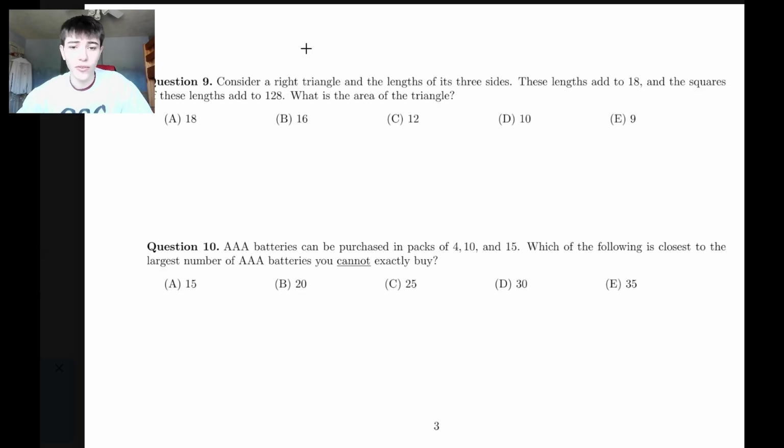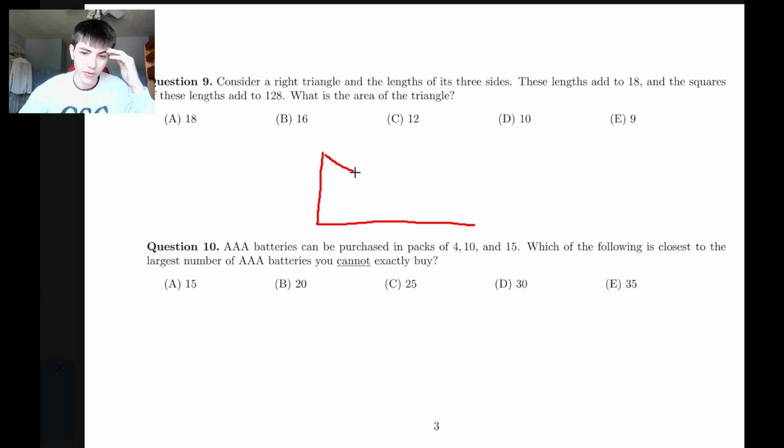Okay, so consider a right triangle and the length of its 3 sides. These lengths add to 18, and the squares of these lengths add to 128. What is the area of the triangle? Okay, so we've got our right triangle.